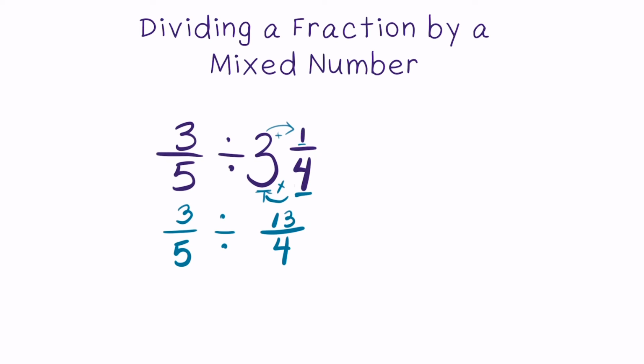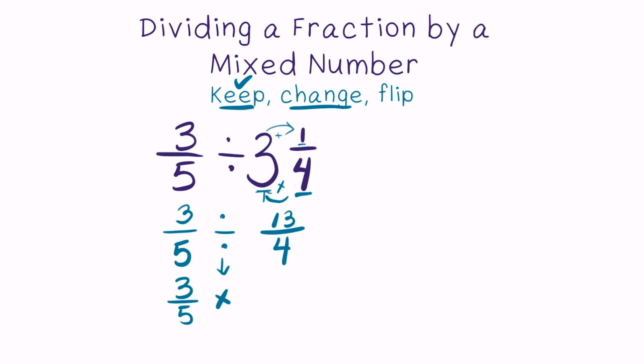Once we have that, we can go back to the strategy we can always use when dividing fractions, which is keep, change, flip. Let's start with the first part of the problem and keep 3/5. We can change the division operation to the opposite operation of multiplication. And then since we've changed the operation, we can flip the next fraction. So finding the reciprocal of 13/4, we switch the numerator and denominator and have a flipped fraction of 4/13.